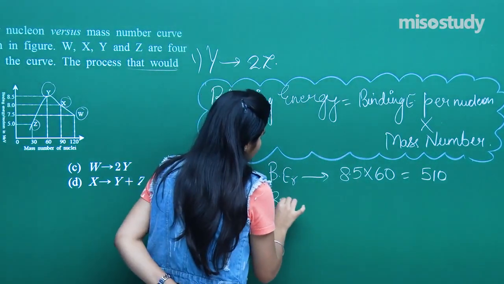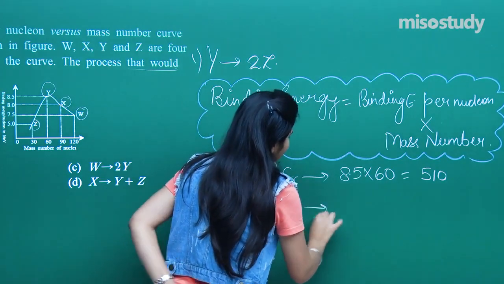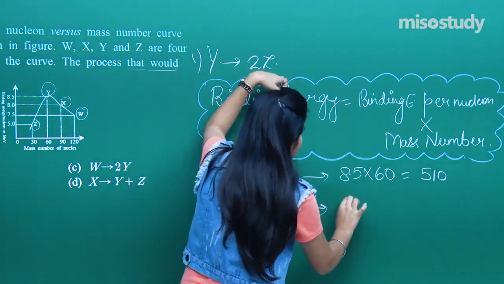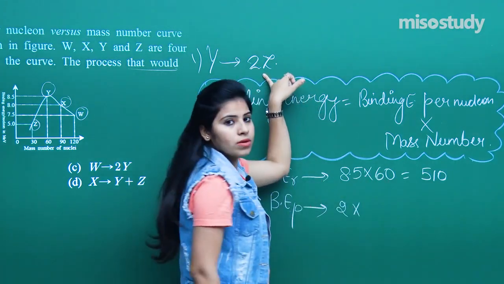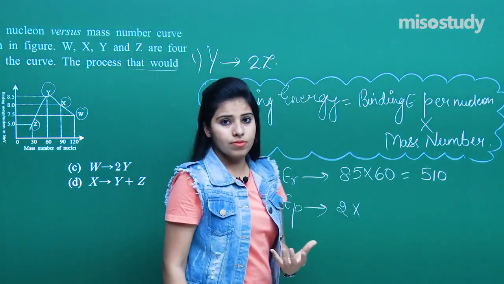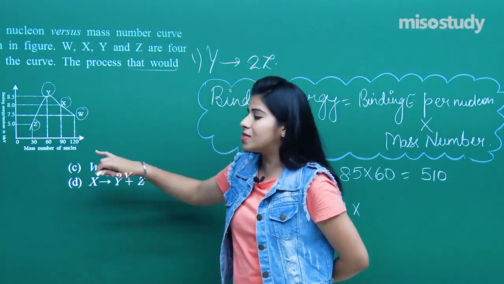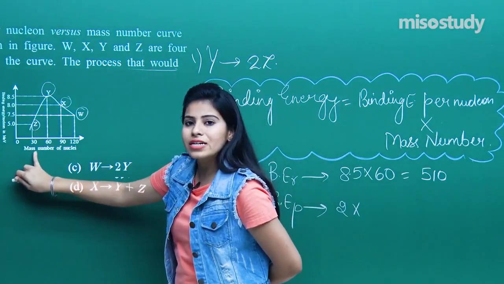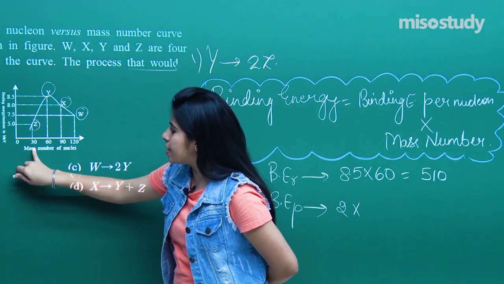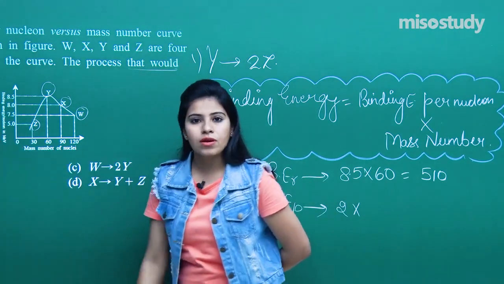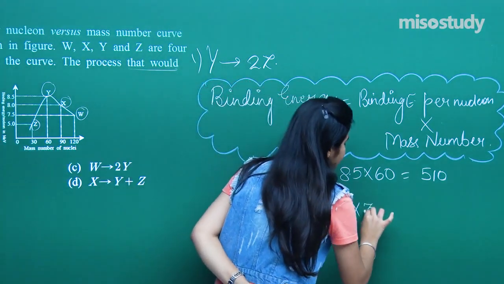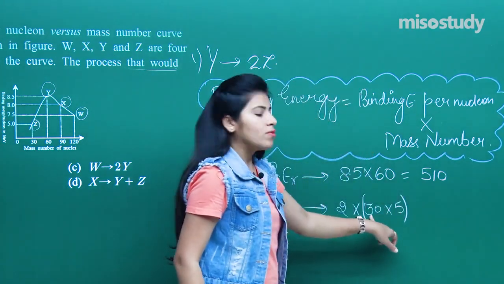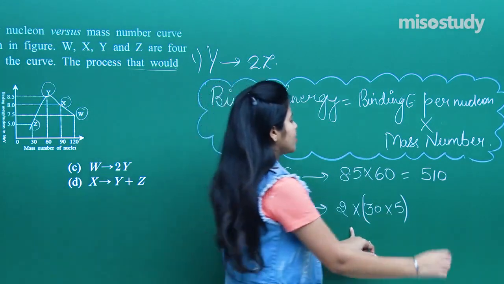Now let me just find out the binding energy for product. Here you can see the product is 2Z. So first of all we can write over here 2. Now Z. Binding energy of Z will be, where is Z? Yeah, this is Z. So binding energy in the case of Z will be 30 multiplied by 5. So 150 into 2, that is 300.